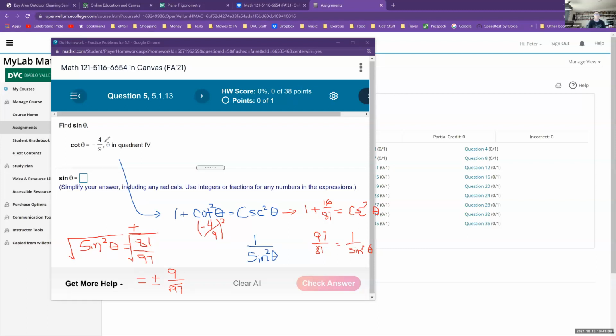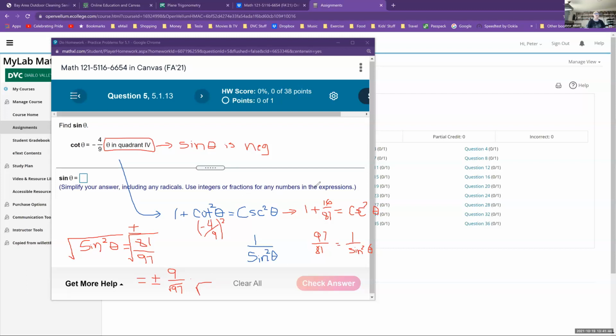Well, since theta is in quadrant 4, in quadrant 4, sine of points in quadrant 4, which is the y value, is negative. So since the sine of an angle in quadrant 4 is negative, I'm going to choose the negative root here. And to rationalize the denominator, I'm going to multiply.